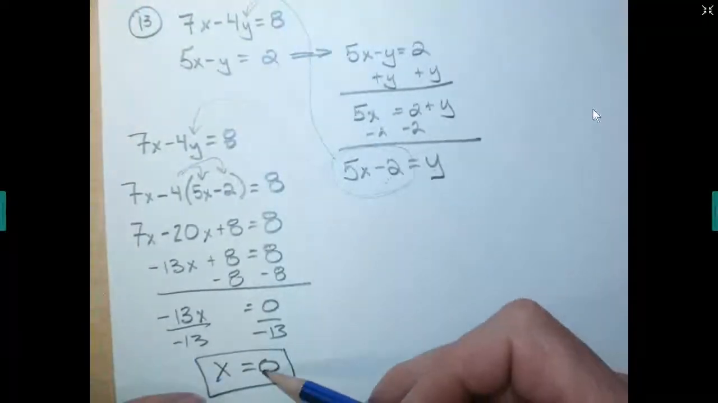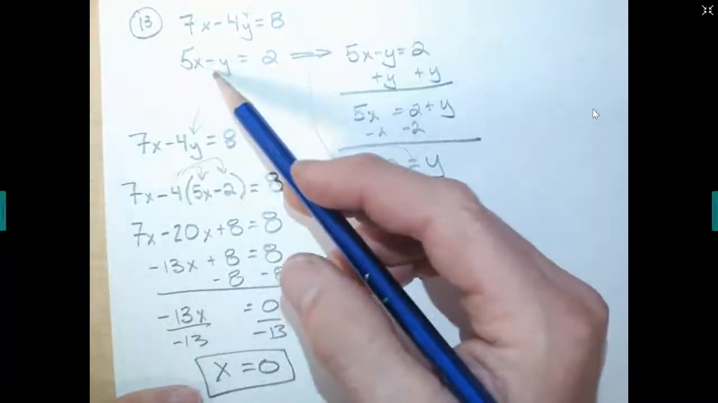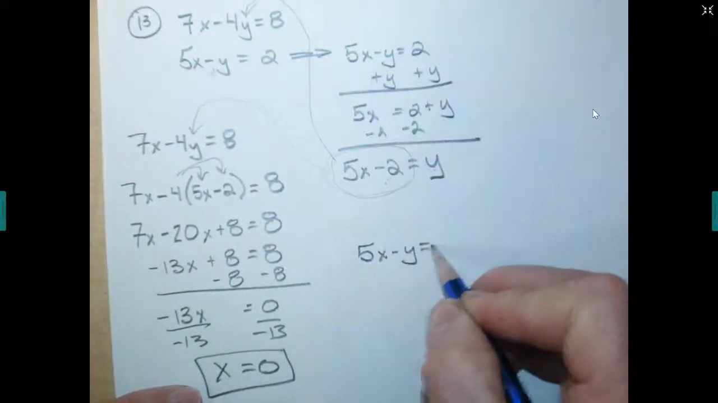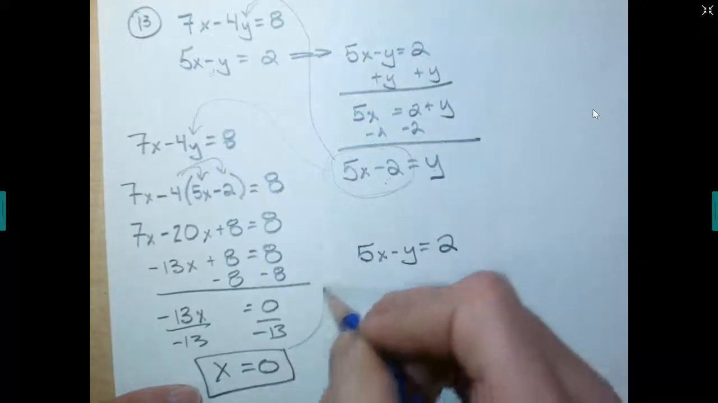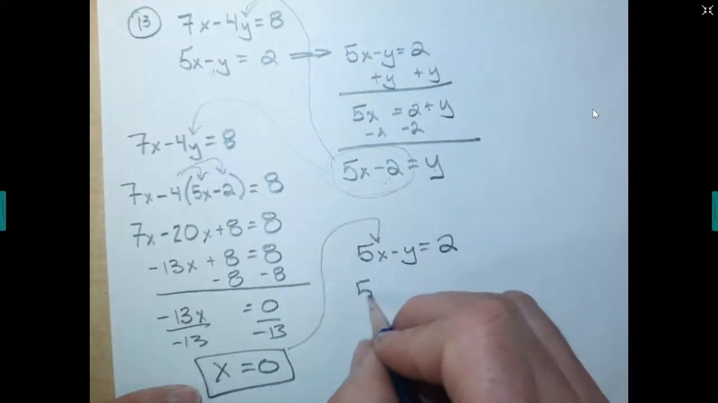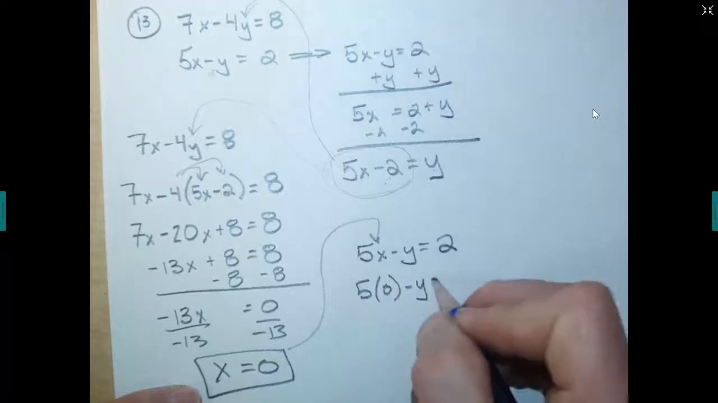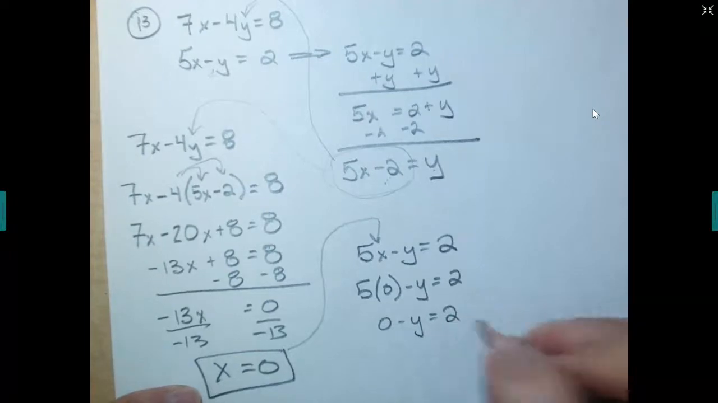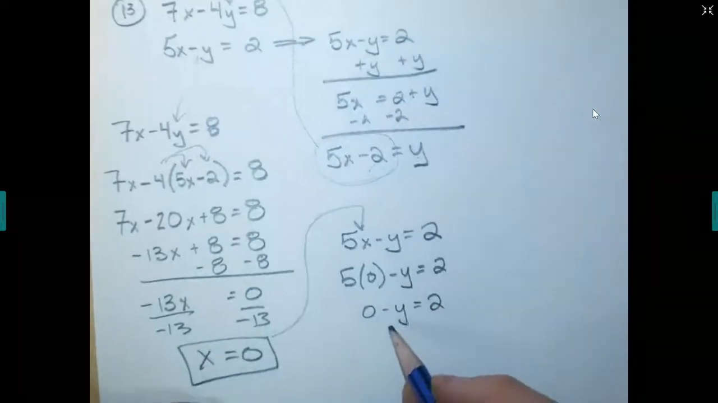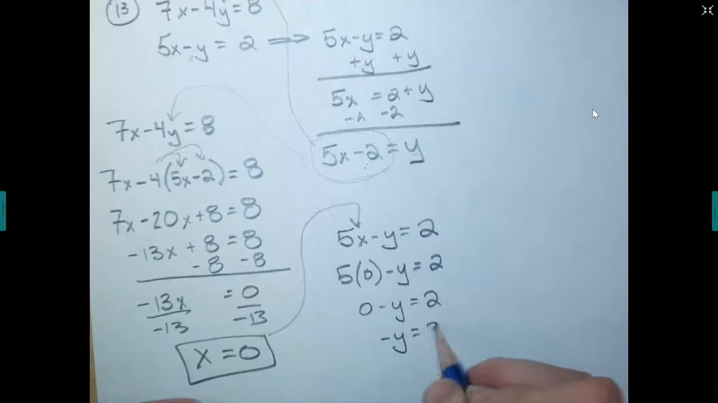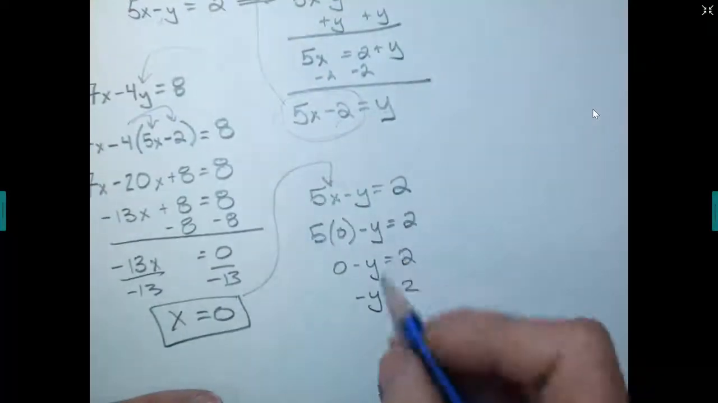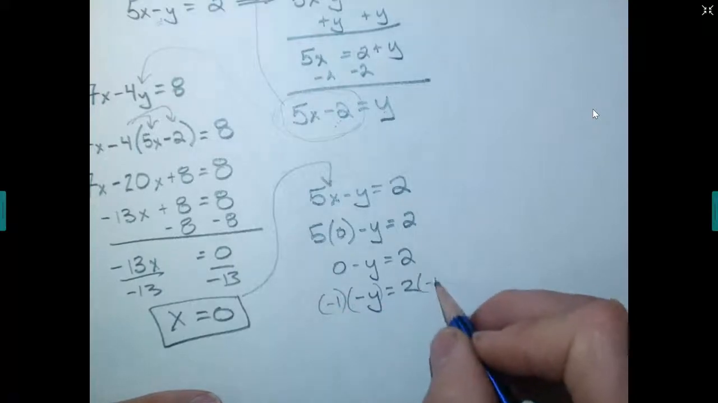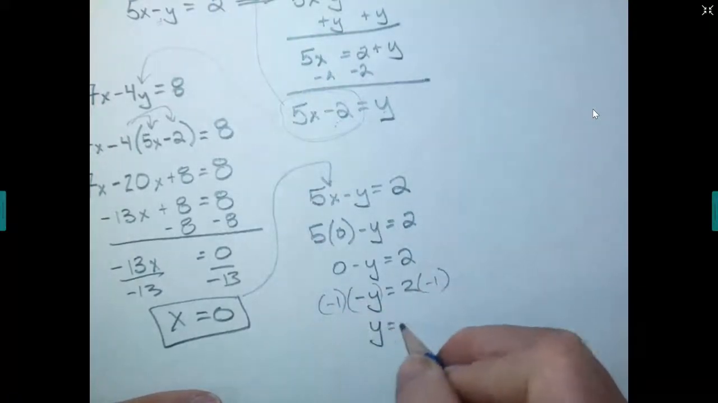So I'm going to plug this x equals 0. I think I'm going to plug it into here because this one looks easier. So I'm going to go 5x minus y equals 2. So I plug this into here. 5 times 0 minus y equals 2. So I have 0 minus y equals 2. Oh, but I can't have a negative y. So negative y equals 2. So I have to multiply both sides by a negative 1. So I get y equals negative 2.